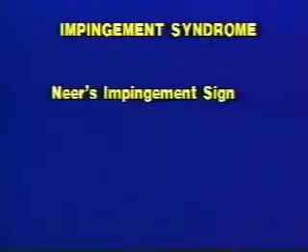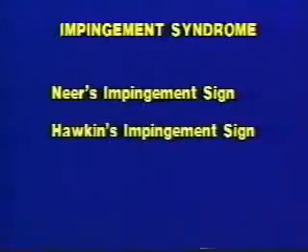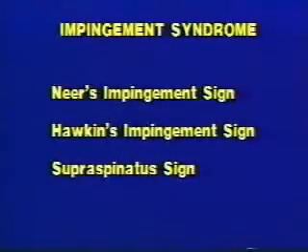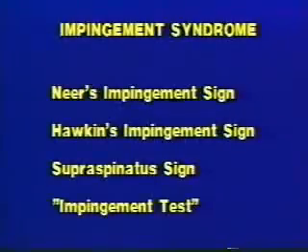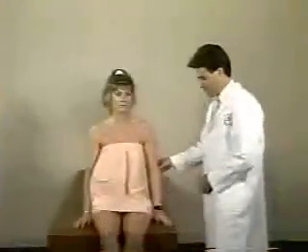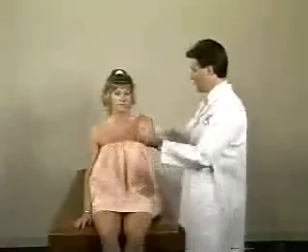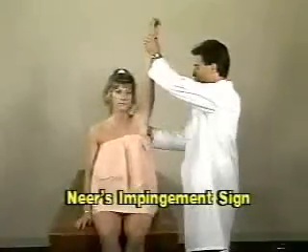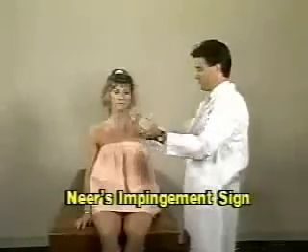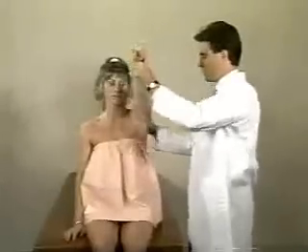Impingement syndrome and rotator cuff pathology are common causes of shoulder morbidity in the general population. Impingement pain is assessed with the following provocative signs: Mears impingement sign, Hawkins impingement sign, supraspinatus sign, and the impingement test. Mears impingement sign is produced by forced forward elevation of the pronated arm with the scapula stabilized. Pain elicited in an arc between 70 and 120 degrees is considered positive.